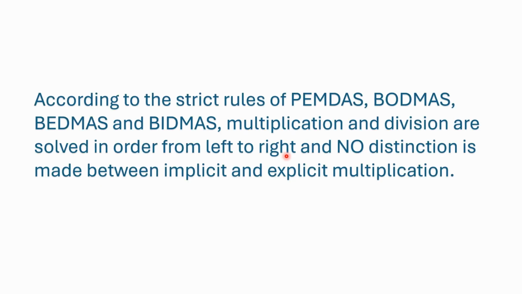All right, so hopefully that makes sense. Now, again, I'm going to say it again. According to the strict rules of PEMDAS, BODMAS, BEDMAS, and BIDMAS, and actually, I shouldn't say rules, I should say conventions. There is a difference between a rule and a convention. These are conventions. Does not mean they're arbitrary, but they're conventions. So I really should not have written that as rules. But according to these strict interpretations of these acronyms, multiplication and division are just solved in the order from left to right. They're solved in order. No distinction is made between implicit and explicit multiplication. So let's get that out there right now.